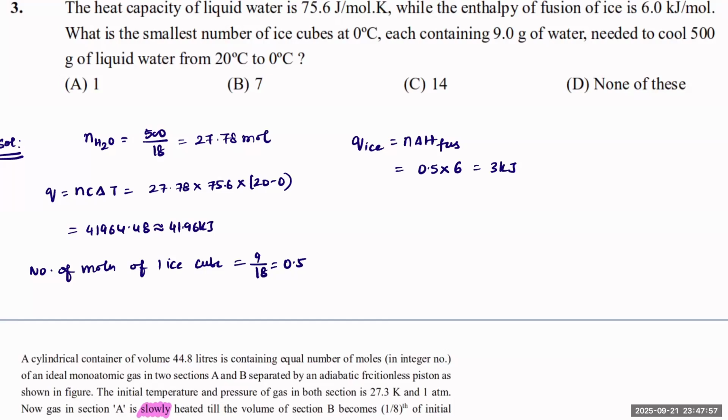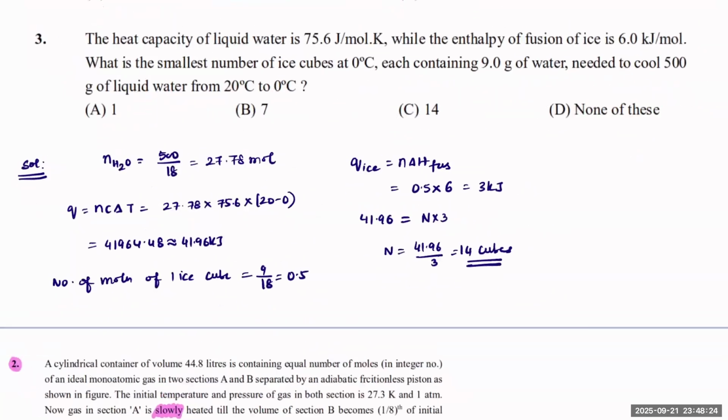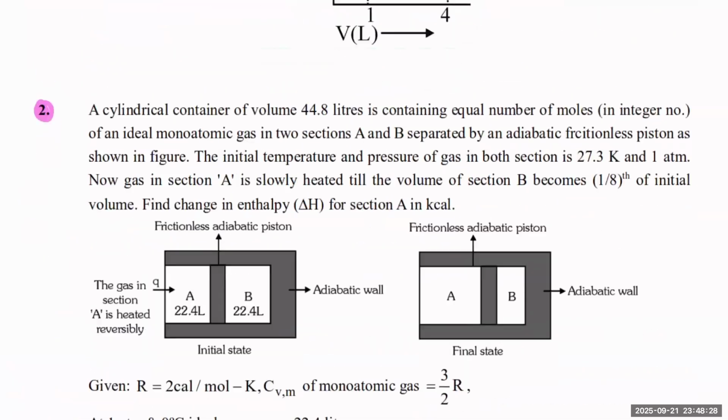The amount of energy given and taken should be the same. So 41.96 kilojoules is the amount of heat that has been gained, and the heat lost is n number of cubes into 3. So the n value will be 41.96 by 3, which is 14 cubes. Does that make sense, everybody? Very good. Now let's get on to the fourth question.